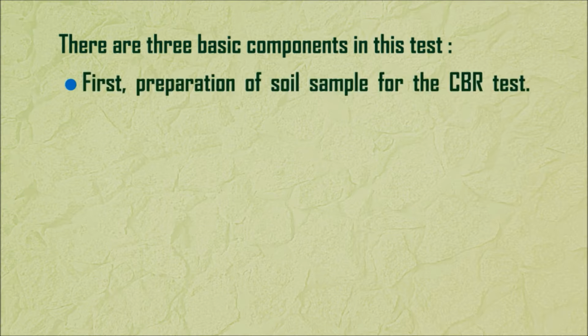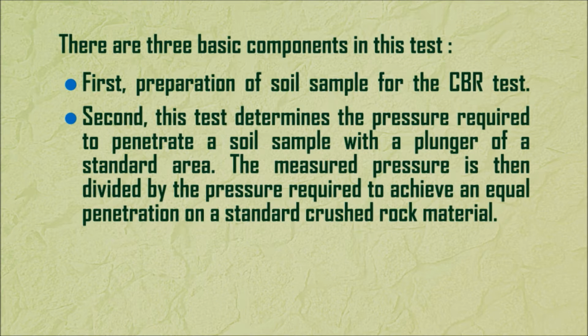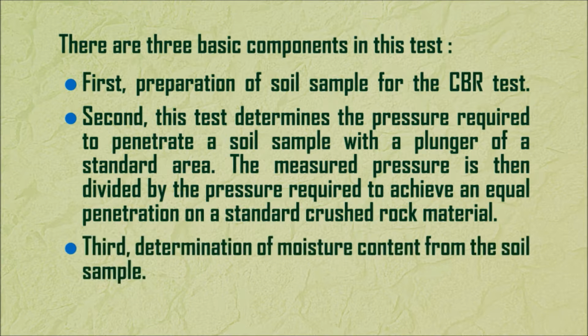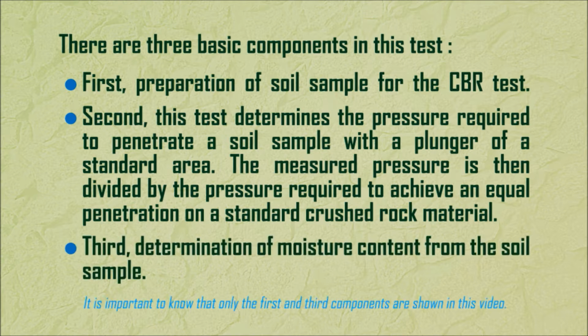First, preparation of soil sample for the CBR test. Second, this test determines the pressure required to penetrate a soil sample with a plunger of a standard area. The measured pressure is then divided by the pressure required to achieve an equal penetration on a standard crushed rock material. Third, determination of moisture content from the soil sample. It is important to know that only the first and third components are shown in this video.